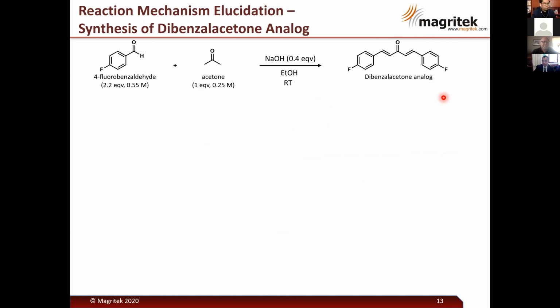In this reaction, 2 molecules of 4-fluorobenzaldehyde were reacted with 1 molecule of acetone in the solvent protonated ethanol, with sodium hydroxide as a catalyst. So acetone here is the limiting reagent with 1 equivalent, whereas 4-fluorobenzaldehyde is in slight excess. By monitoring the concentration of acetone in this reaction mixture, we can also determine the endpoint of the reaction.